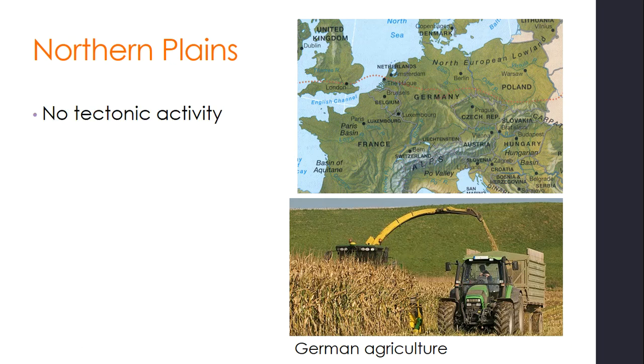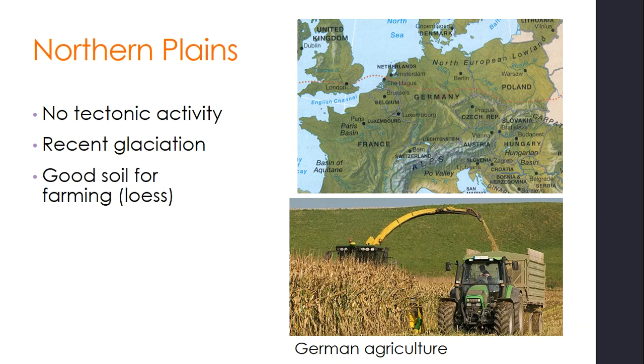In the northern plains, there's no tectonic activity. Think about our Midwest plains. They have recently been glaciated, much like our Midwest plains, and so, not that long ago, geologically speaking, they were covered with ice. They have really good soil for farming, called loess. And the rivers flow from the mountains in the south out to the North Sea and the English Channel.